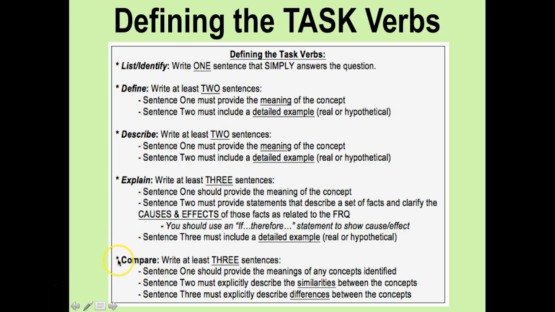Sometimes you'll see a compare question or compare task. Here you also want to write at least 3 sentences. Your first sentence should provide the meanings of any concepts. Your second sentence should describe any similarities between the concepts. And then your third sentence should specifically describe any differences. So if the question's asking you to compare the goals of political parties and political interest groups, you should define them, you should show how they're similar, you should show how both parties and interest groups are different.